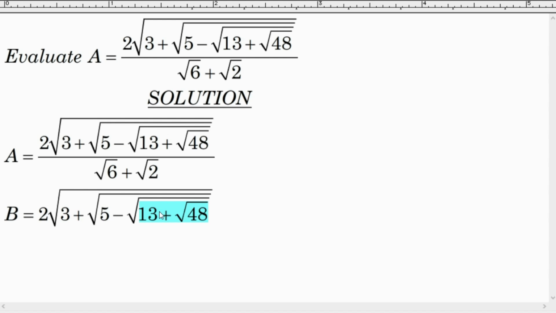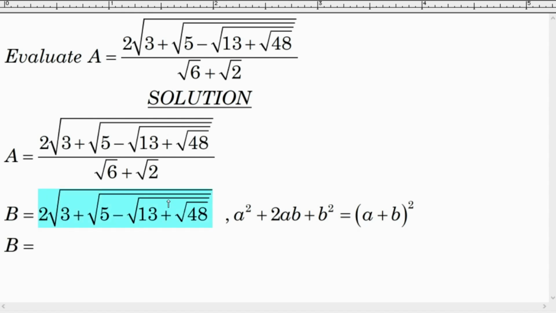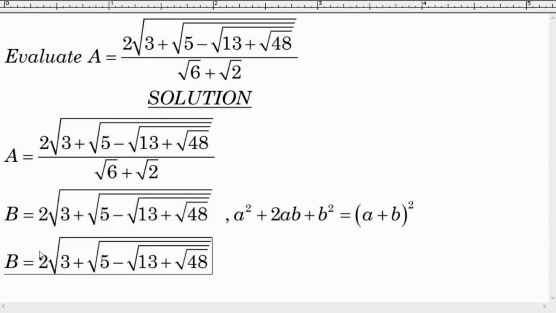So what I need to do here is make the number under the square root a perfect square, in the form a square plus 2ab plus b square equal to a plus b all raised to square. Okay, like this. So then b equal to, I just don't want to write it again, let me copy from the line above.